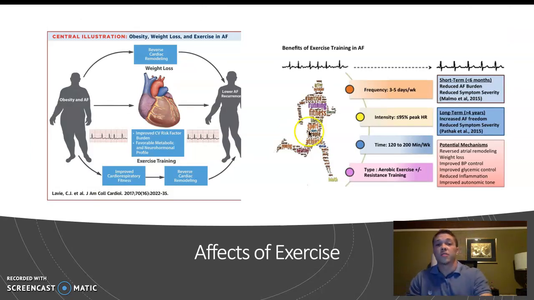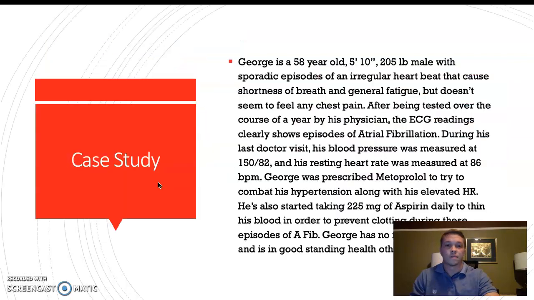So the effects of exercise on AFib are that you can actually completely reverse the cardiac remodeling, essentially, and redo the heart's makeup, and make it a lot more healthy and increase blood flow and increase cardiorespiratory fitness. It's noticed that in short-term exercise, less than 6 months, the burden of atrial fibrillation is actually reduced, and you have reduced symptom severity. And then after about 4 years or so of exercise, you have increased atrial fibrillation freedom. Essentially, you don't really have it anymore. And then the symptom severity is very, very limited. And then the longer you work out, the better.